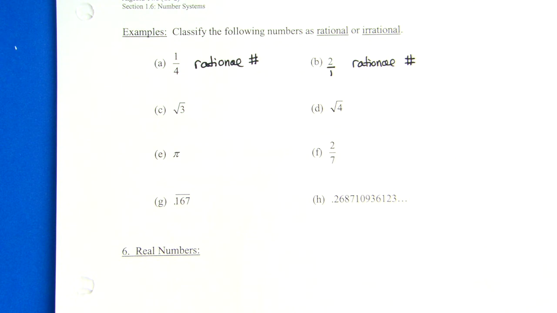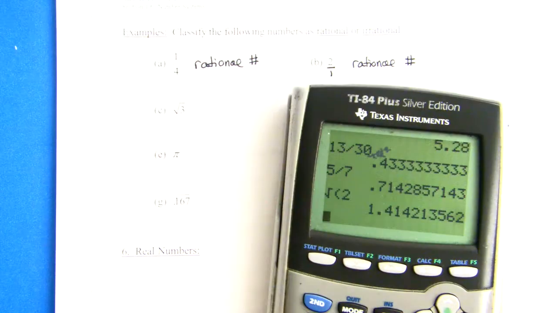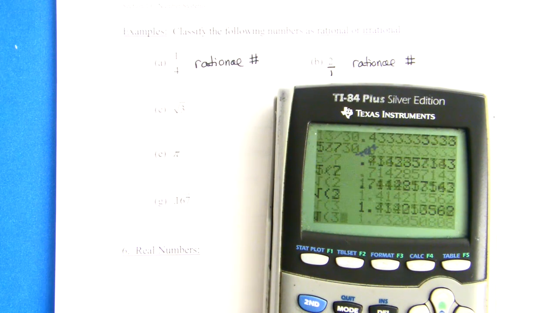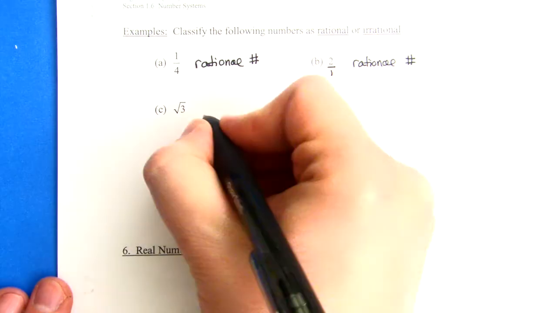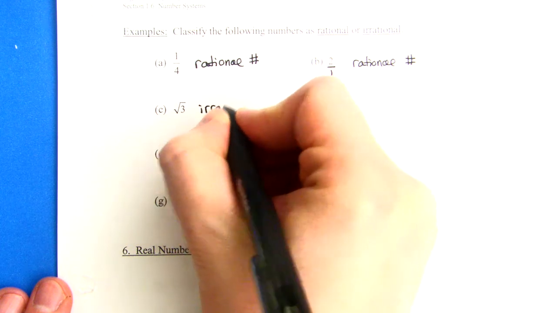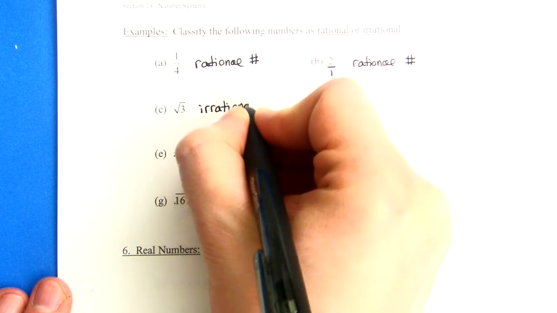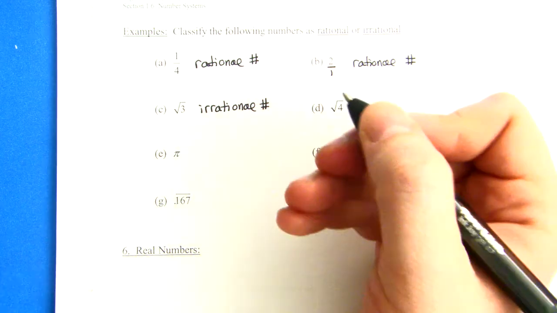Square root of 3. What do you think? Well, if you're not sure, let's take a look on the calculator. Square root of 3. 1.7320508. It goes on forever. I don't see a pattern there. That is an irrational number. Square root of 3 is an irrational number.